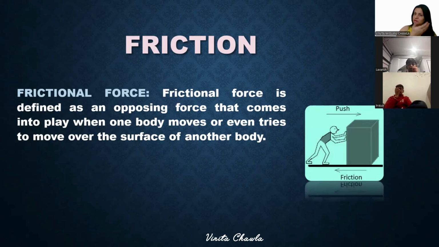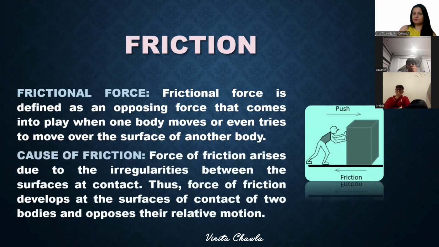So if you're applying force in a certain direction, then frictional force acts in the opposite direction. It is a self-adjusting force. It always opposes the relative motion between two objects. Okay, and cause we have discussed already. It arises due to the irregularities between the surfaces at contact, and force of friction develops at the surfaces of contact of two bodies and opposes their relative motion. This we have discussed already, right?